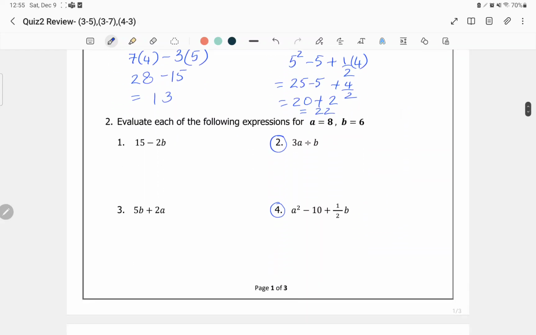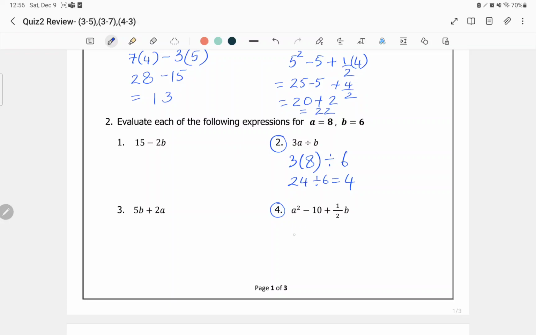Question 2, you solve it in the same way. The variable a is 8, b is 6. So 3a divided by b will be 3 times 8 divided by b, which is 6. 24 divided by 6 is 4, because 4 times 6 is 24.